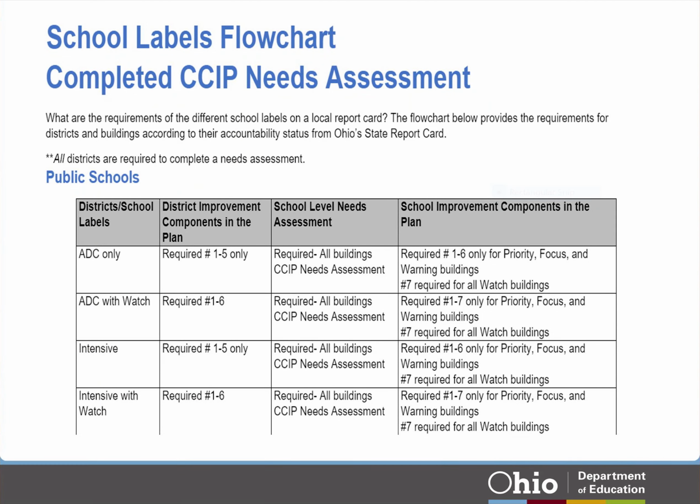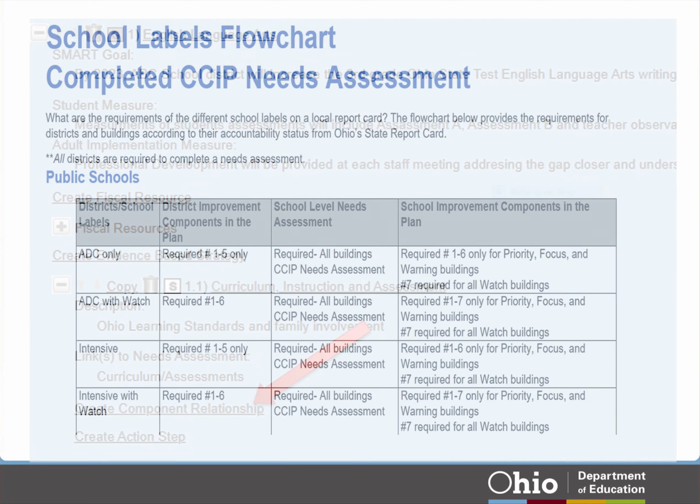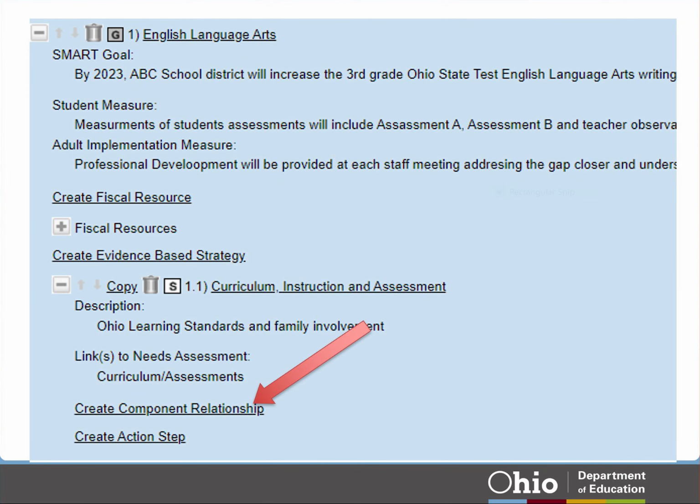If you're not sure what components the district is required to link your plans to, a School Labels Flowchart is available in the Fiscal Year 21 Planning tool in the Document Library under CCIP. The component relationship is created by selecting Create Component Relationship under the strategy or action step. Here's an example of one under a strategy.